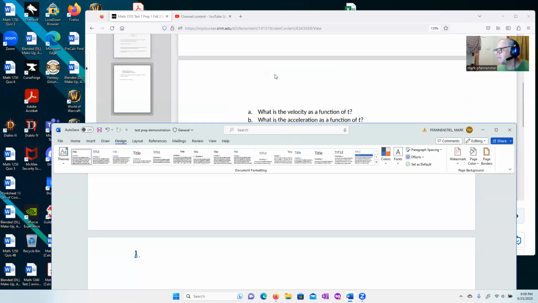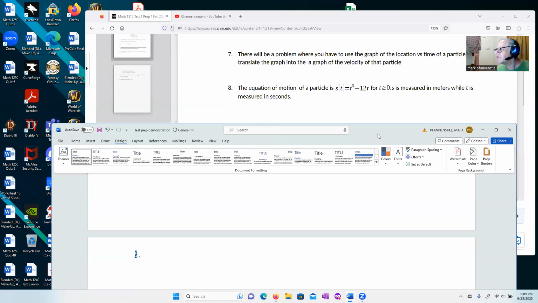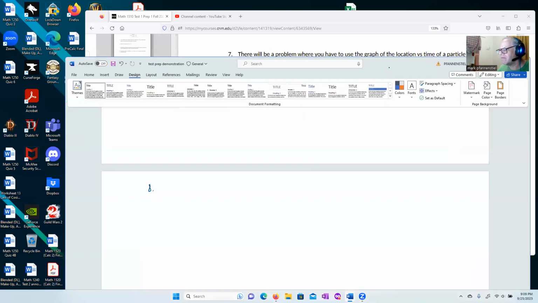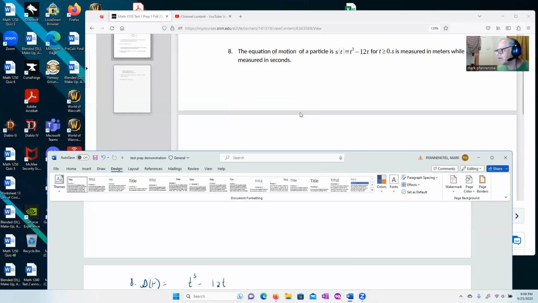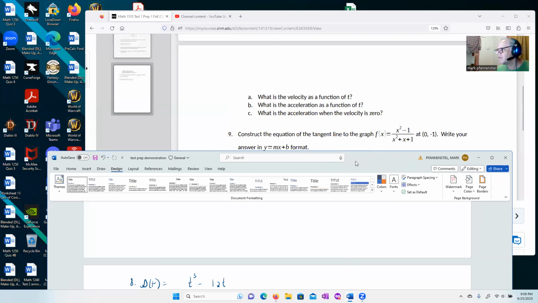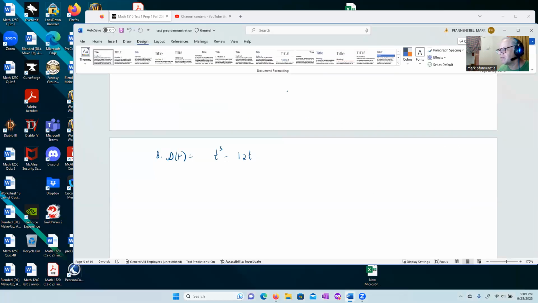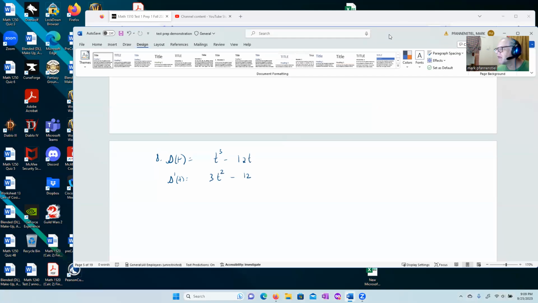So let's write down the problem. S of t is equal to t cubed minus 12t. Well, the first thing they said was, hey, what's the velocity here, right? It's the velocity. So we just take the derivative. Okay. So S prime of t is equal to 3t squared minus 12.